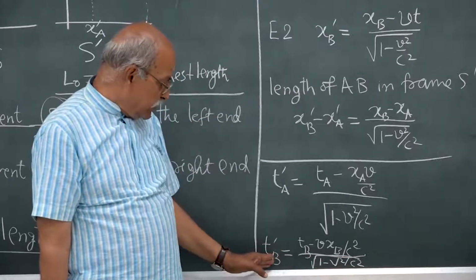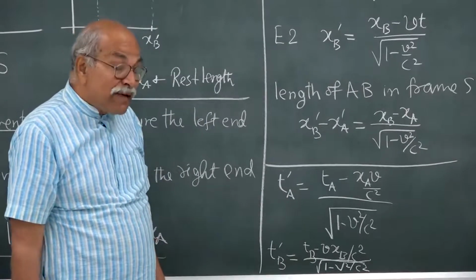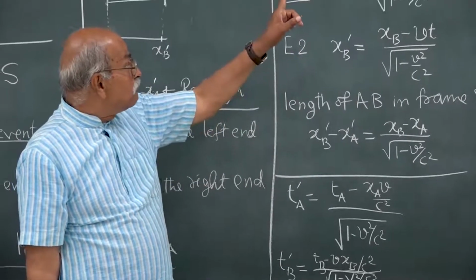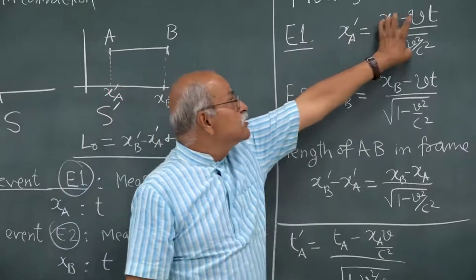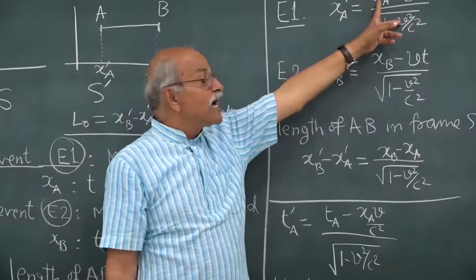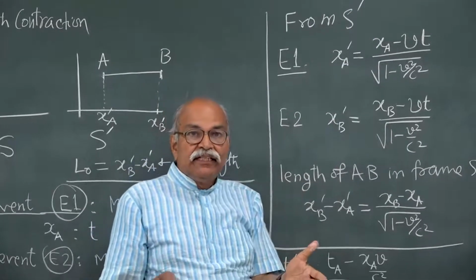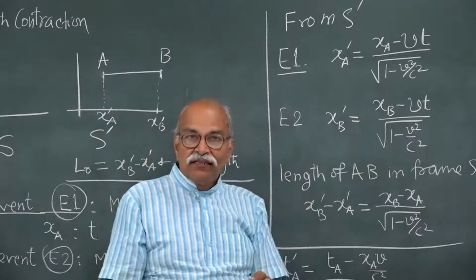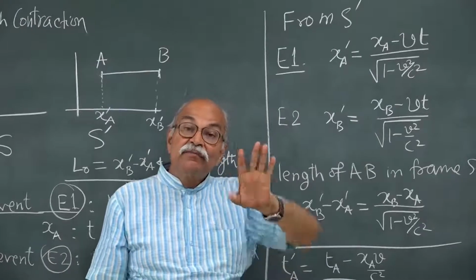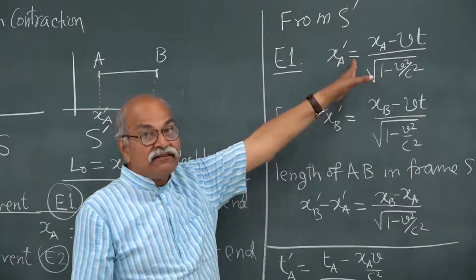So, you can see that Tb prime and Ta prime are not the same, but it does not matter. If the coordinate of left end A is this much at some time Ta prime, it will always remain that, because in S prime this AB is not moving. So, whatever is the coordinate of left end A at one instant will remain there all the time, and therefore this is the coordinate of left end A.